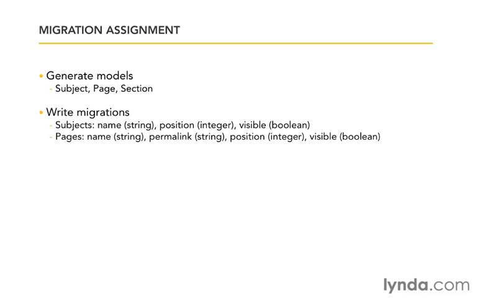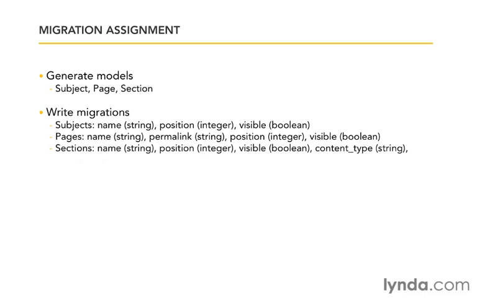Same thing with pages. We'll have name, position, and visible, but we'll also have permalink. My idea with permalink is that we would be able to use that permalink in the URL to refer to the page. So for example, we could say mywebsite.com/show, and then the permalink might be history or about us. It would be something besides the ID. We don't want to just say ID number 5. We want something that's a little more user-friendly there. So that's what the permalink's going to do.